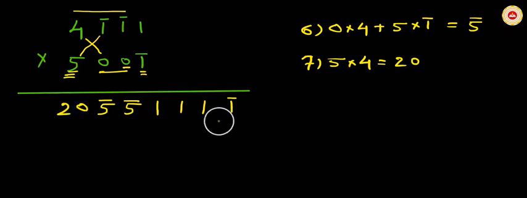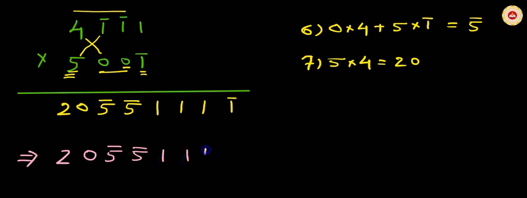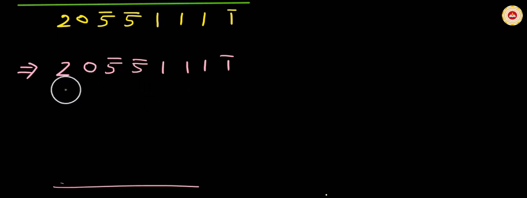Friends, we wrote the answer in one line. Let us write the answer here: 2, 0, negative 5, negative 5, 1, 1, 1, negative 1. This is a vinculum number. Now let us convert this vinculum number into a normal number. So 2, 0, and after 0 there are negative digits. Let us consider this 20. Calculate Ek Nyunena of this 20, which is 19.